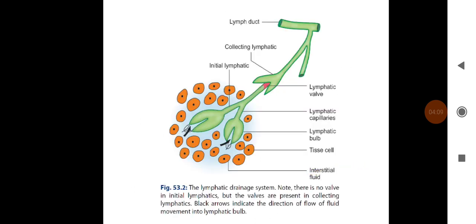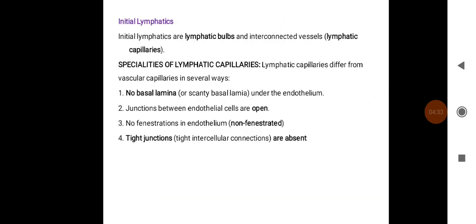So this diagram shows lymphatic ducts, the interstitial fluid, then the tissue cells, the lymphatic bulbs, the lymphatic capillaries, and the lymphatic wall. Then the initial lymphatics coalesce to form collecting ducts, then the lymph ducts. Initial lymphatics are lymphatic bulbs, which are interconnected vessels.